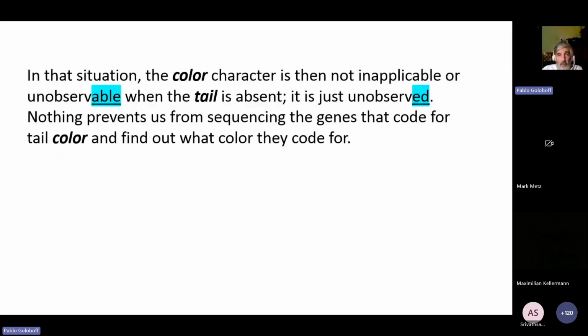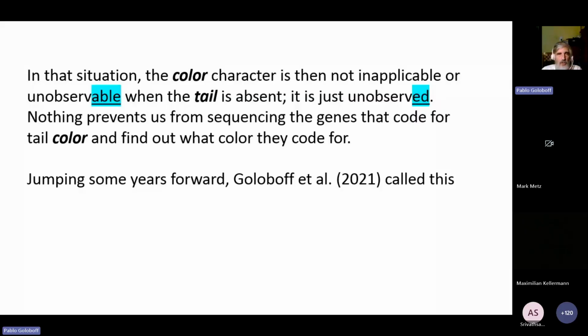So in that situation, the color character is not inapplicable or unobservable when the tail is absent. It is just unobserved. So nothing prevents us from sequencing the genes that code for tail color and finding out the color that those genes code for. So the character is not truly inapplicable in that situation.